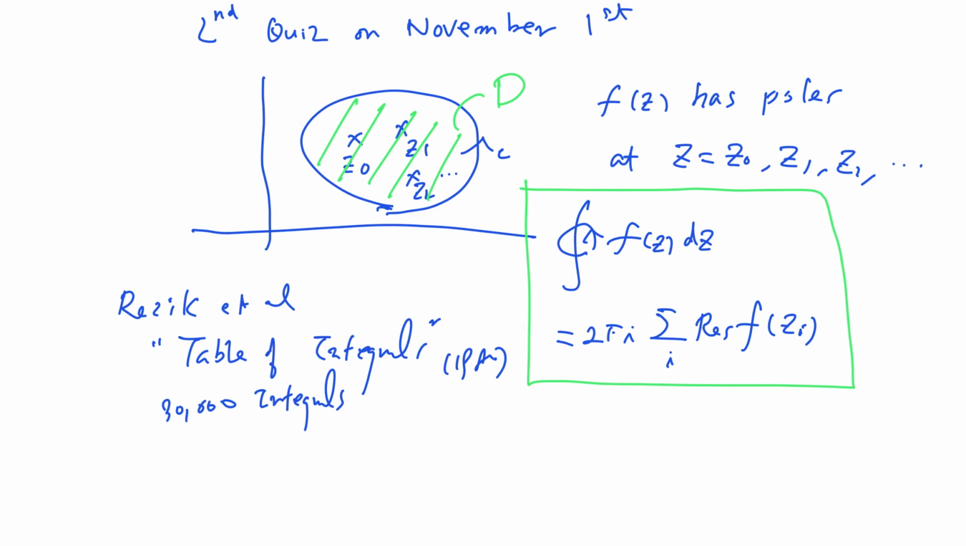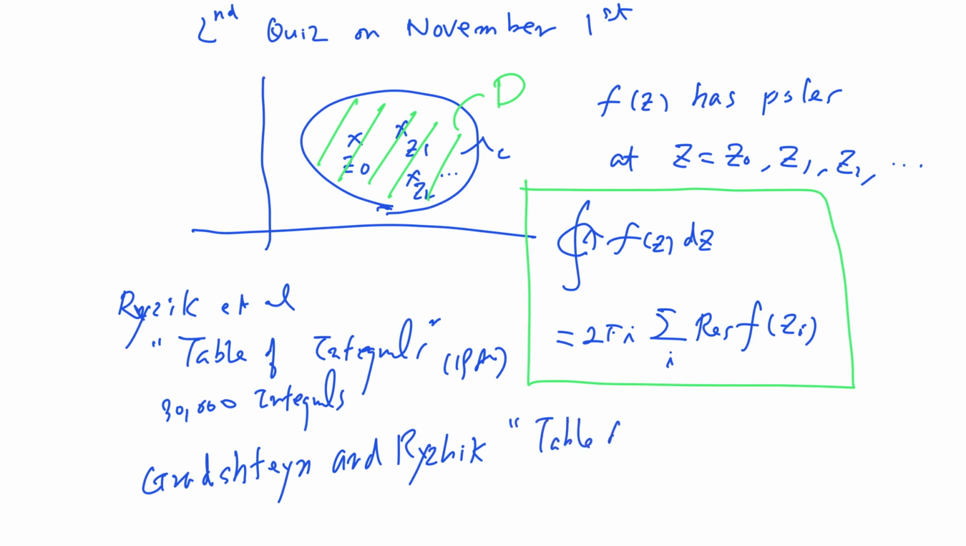Ryzhik. Table of integrals, series, and products. Probably you might be able to get a PDF file, 122 pages.